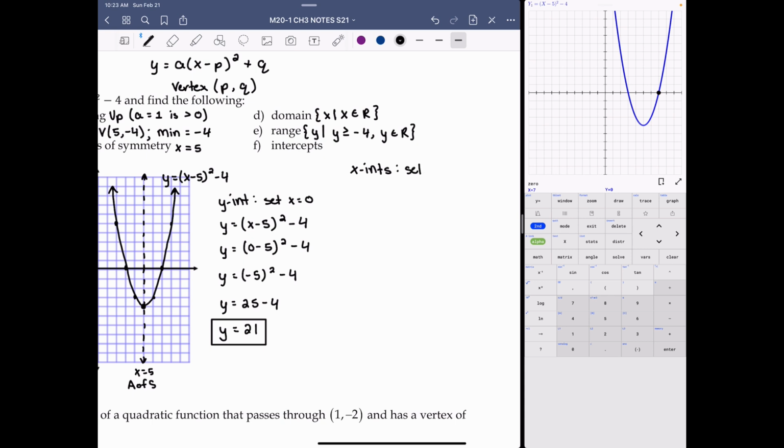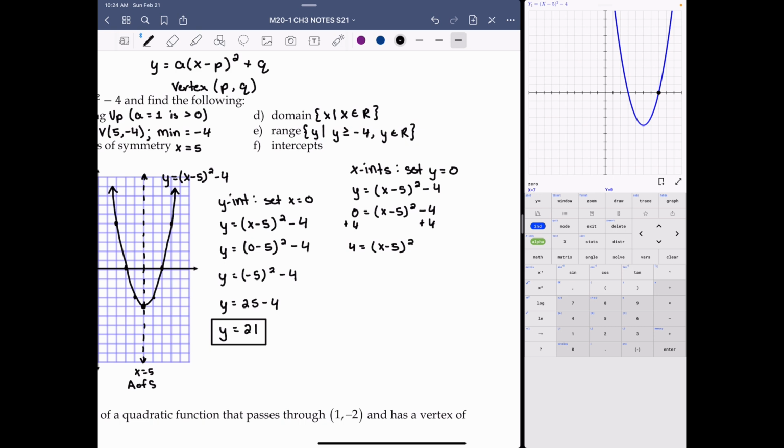We're going to set y equal to 0 and solve for x. y equals (x minus 5) squared minus 4. Set y equal to 0: 0 equals (x minus 5) squared minus 4. We want to start isolating for x. Add 4 to both sides. We get 4 equals (x minus 5) squared.